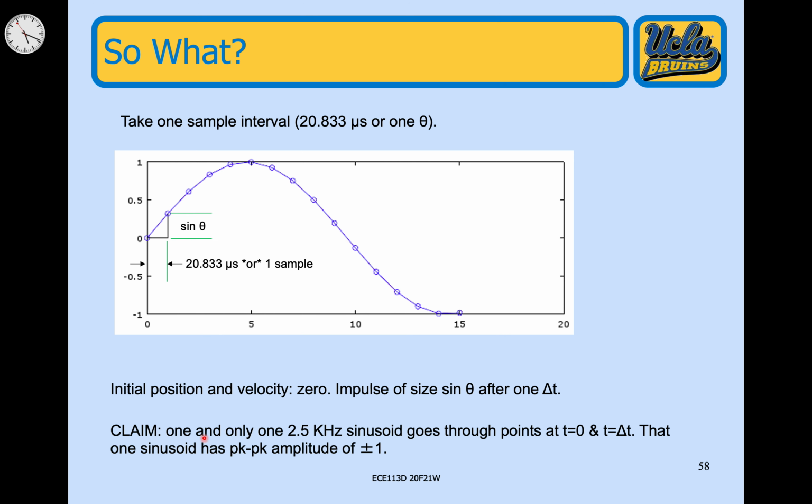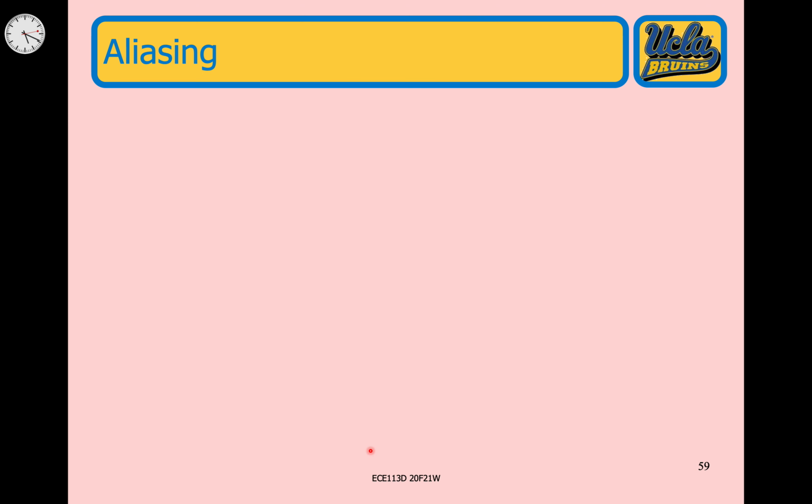The claim is that only one 2.5 kilohertz sine wave goes through these two points, t and t plus delta t. That one sinusoid has a peak-to-peak amplitude of plus minus 1. There you go. I spent a lot of time on that because people always ask that question.